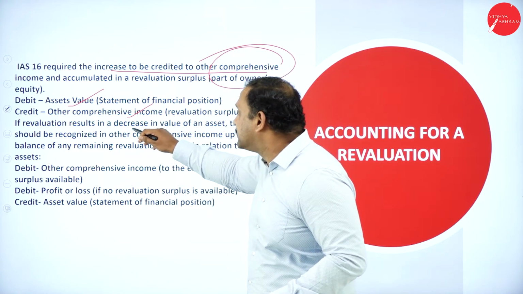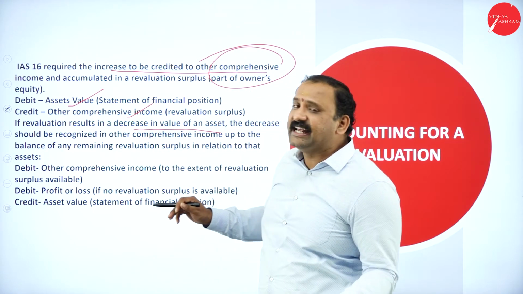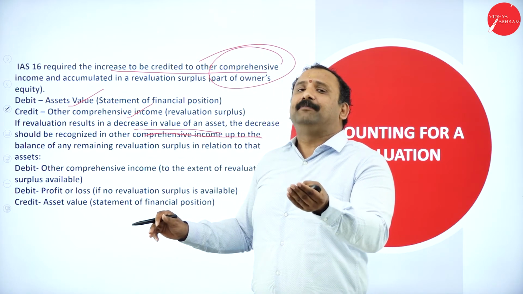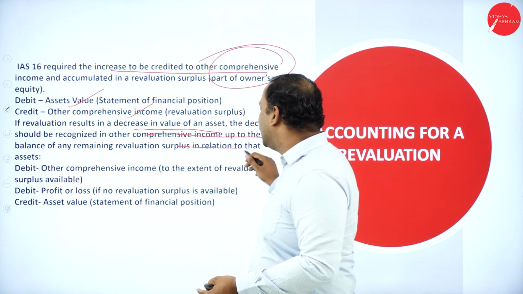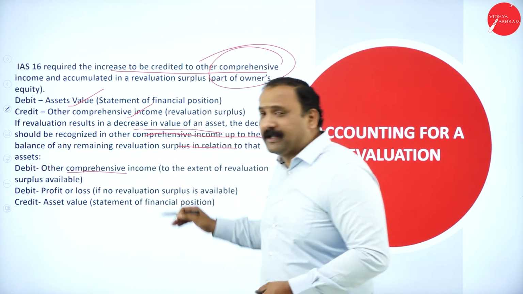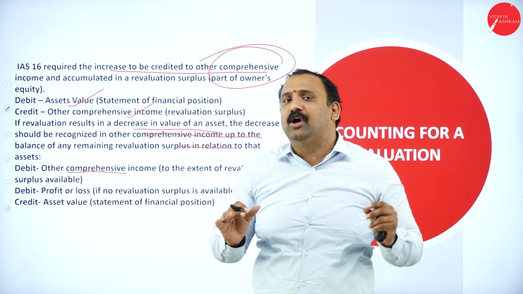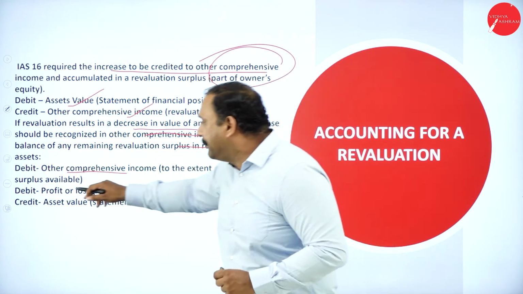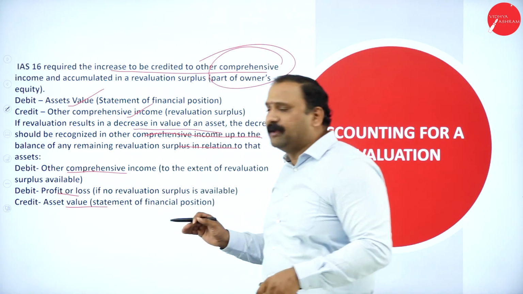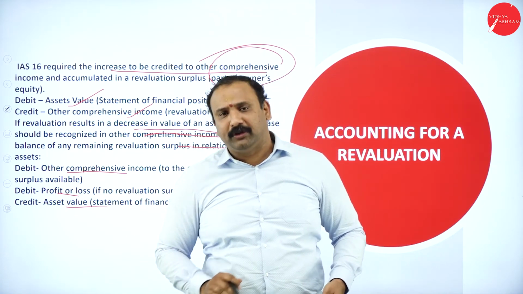If the revaluation results in a decrease, then the decrease should also be recognized in other comprehensive income up to the balance remaining in the revaluation surplus in relation to that asset. So debit other comprehensive income. Why? Because this time the asset value is falling down. Any excess is debited to profit and loss. Credit the asset value. So whatever is the remaining position there, you credit it back to the books of accounts.